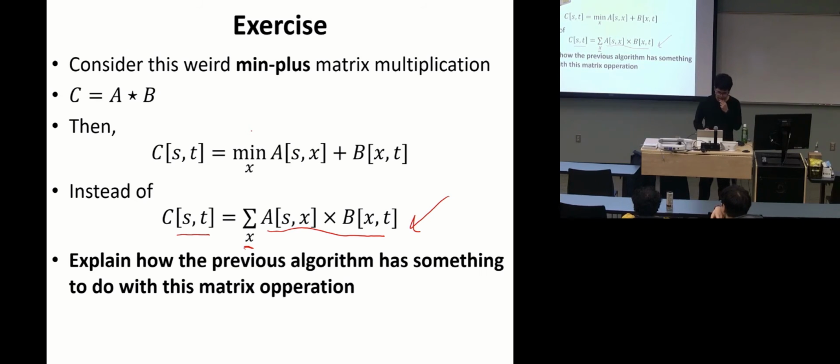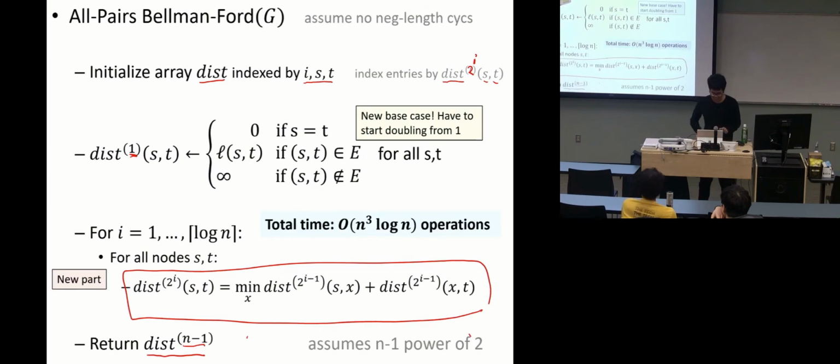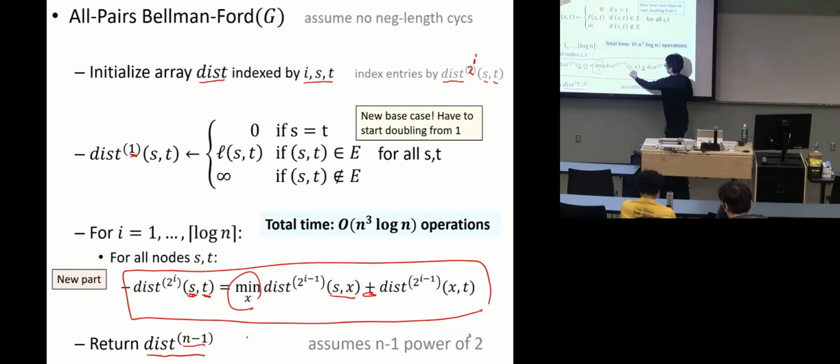So you see, without trying to think much, syntactically they look almost the same, right? This is min, this is plus. If you want to compute entry st, you just do min-plus multiplication, where this is sx and this is xt, you add them and then take the minimum.